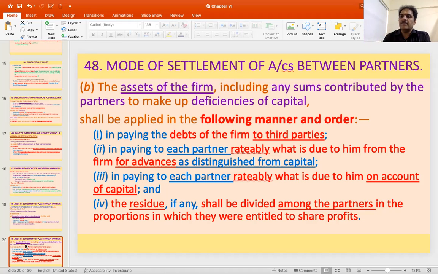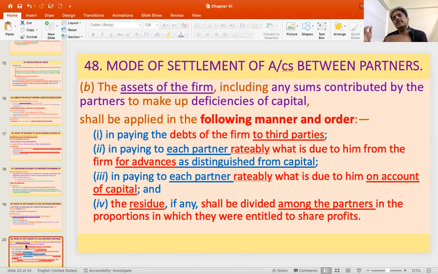Then if the total money is sufficient and you still have a surplus, you pay each partner ratably what is due to him on account of capital. What is the amount of capital he has brought in? Now you have surplus, you have paid out the third parties, you have paid out the loans and advances given by your members fully. Whatever is there, you give back to the persons who have contributed the capital. If the whole money is sufficient, then you pay up fully and finish off the firm. But if it is not fully available after paying the third parties and the partners for their advances, then if the money is sufficient, you pay them; if not, in proportion to the capital contributed by them, you pay it up.